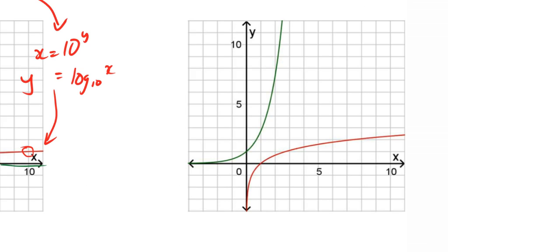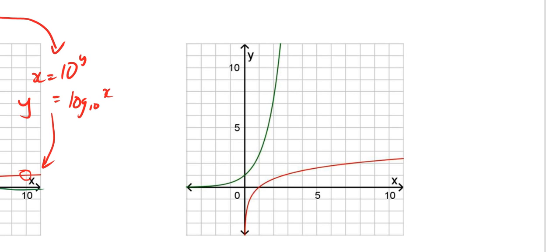So what's going on with this one? What do you notice? Looks the same? Similar? Would you agree with that? One of them looks exponential, the other one looks logarithmic. Does it look like they're the inverse of each other? One is the inverse of the other. So what do you think the graph of this one is?